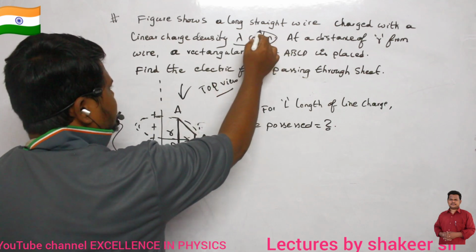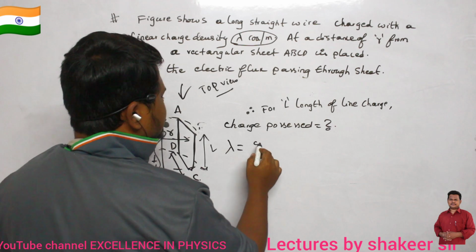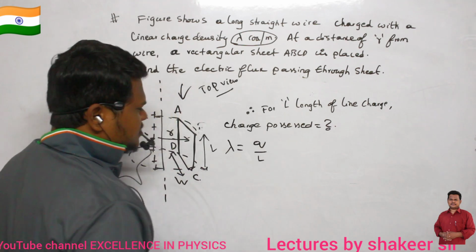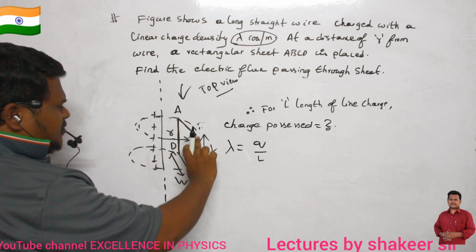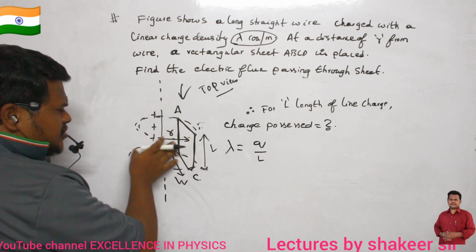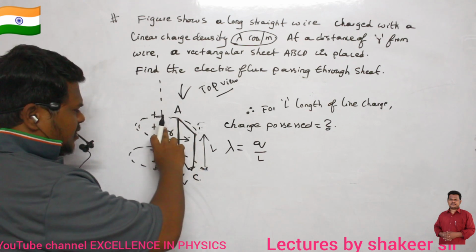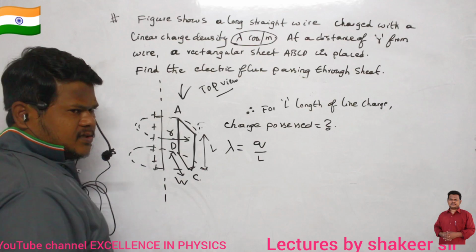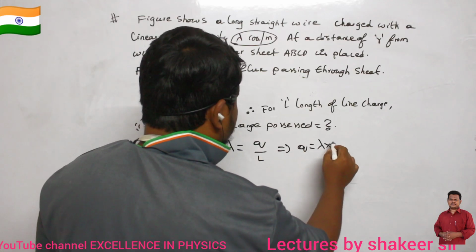Charge density is already given, no? What is meant by charge density? Charge density means charge per unit length. And how much length do I want to take? I want to take L length of this line charge, because only the electric lines from L length of this line charge will pass through the sheet. So therefore, charge will be equal to lambda into L.